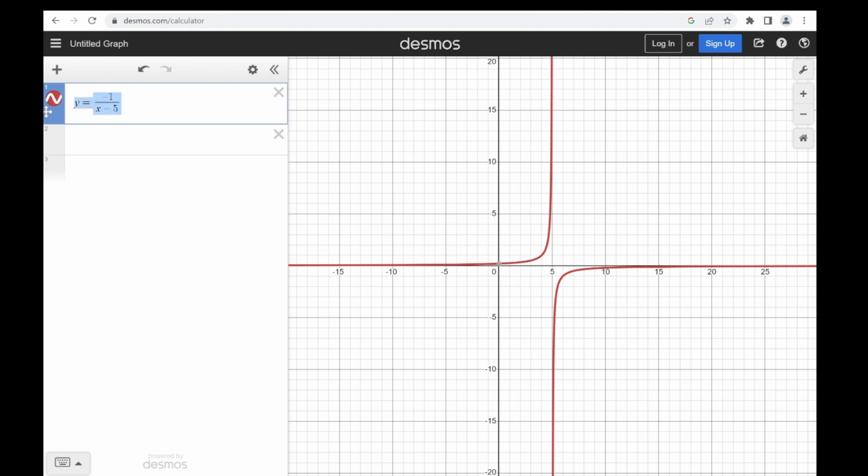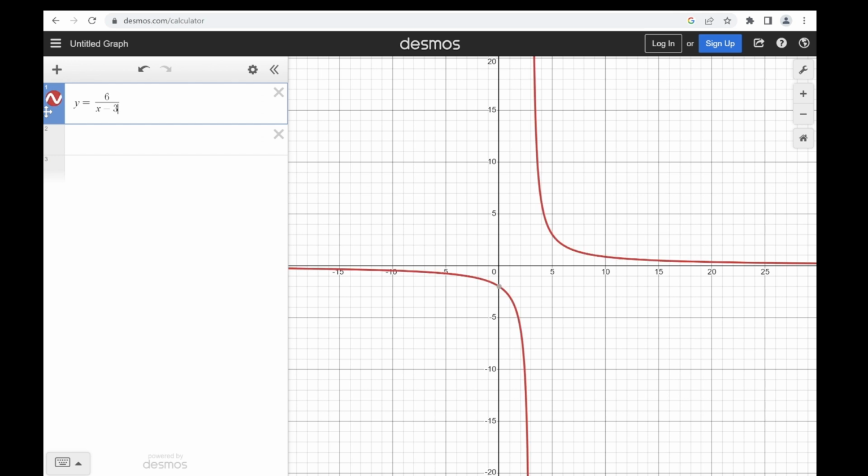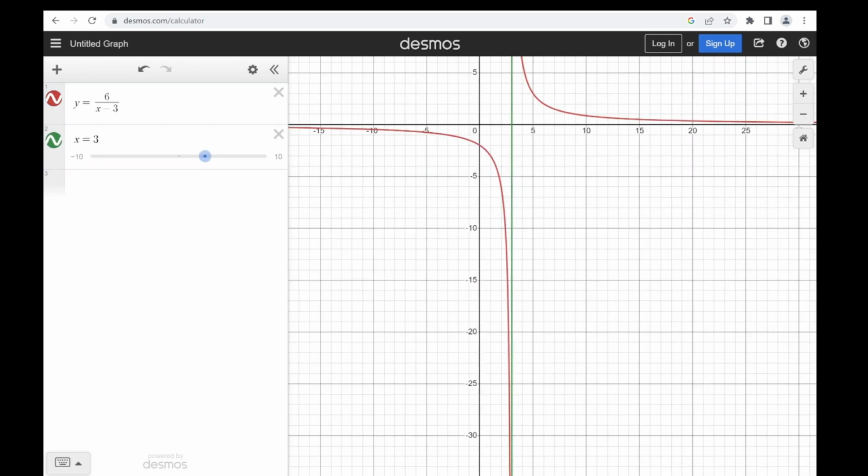Okay, so let's check our Desmos and see what we're doing here. Basically, y equals 6 over x take 3. We're going to be graphing, and it looks exactly like what we've drawn. It has that y-intercept at minus 2. And if I draw in a line at x equals 3, you'll see that the graph just barely misses this green line.